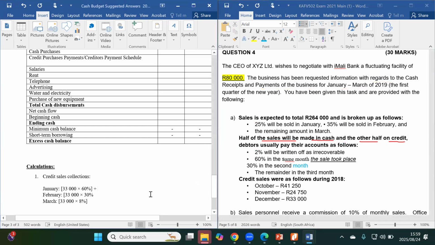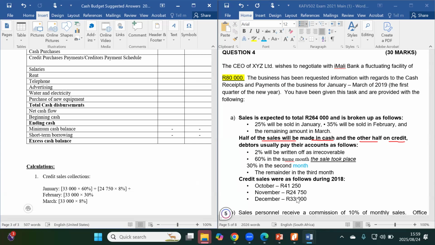So when I come here, I have to take the 24,750 and multiply it by 8%, because that's what will be collected in the third month. Are we together? Yes. So as far as November credit sales are concerned, we are done with them. Then we move on to December.